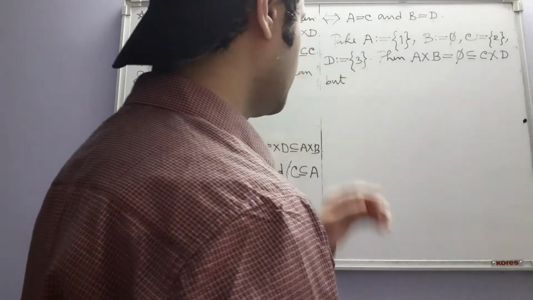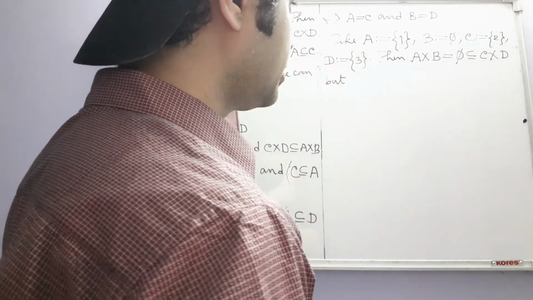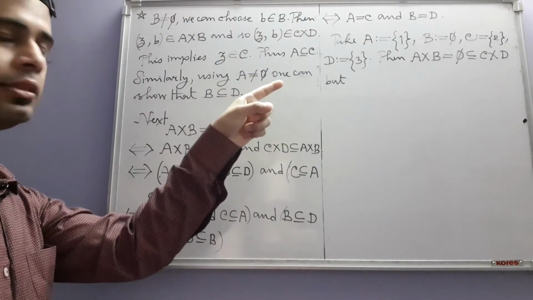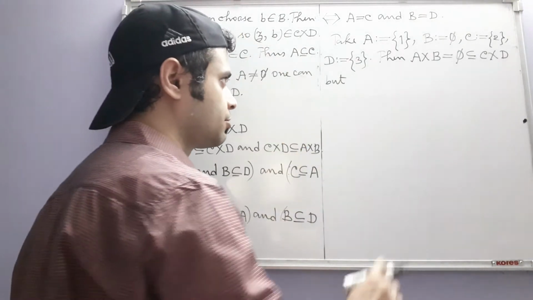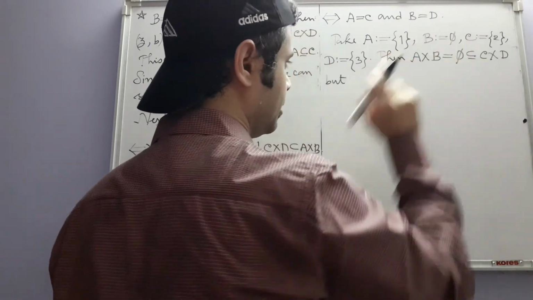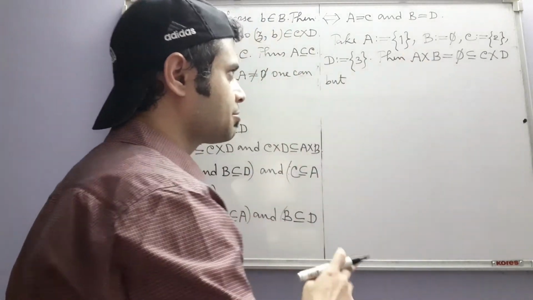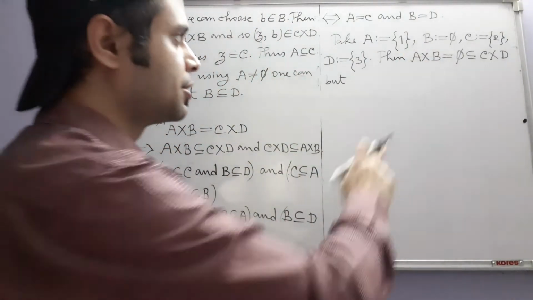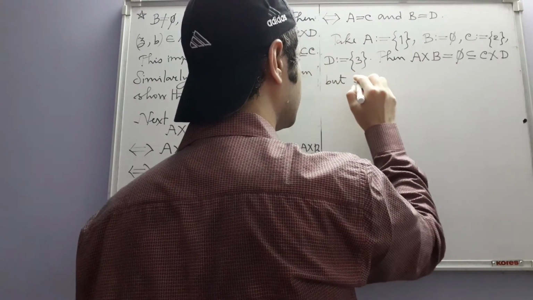Now, if that result had been true in this case, then we would have A a subset of C and B a subset of D. Now B is a subset of D, that is correct, because B is empty, but A is not a subset of C.